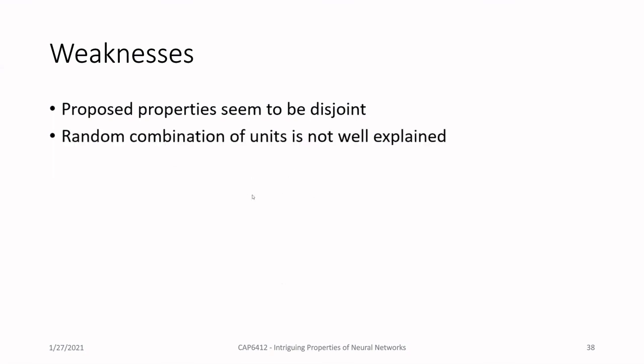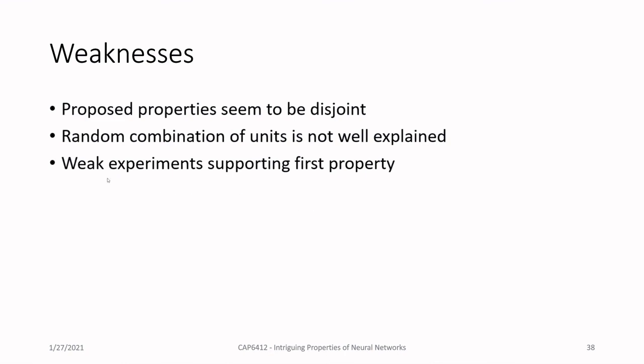Okay, and now for some weaknesses. So the two intriguing properties proposed seem to be disjoint to me. They didn't really connect these two properties well. I thought maybe they could have done it in two different papers with better experiments. And then regarding the first intriguing property, the random combination of units, it's not well explained. How is this random combination of units taken? Is it totally random, or is it a Gaussian, or is it uniform distribution? It's not very clear from the paper.